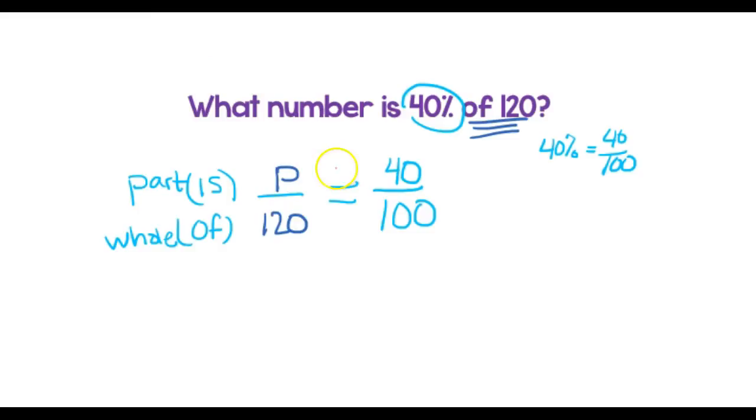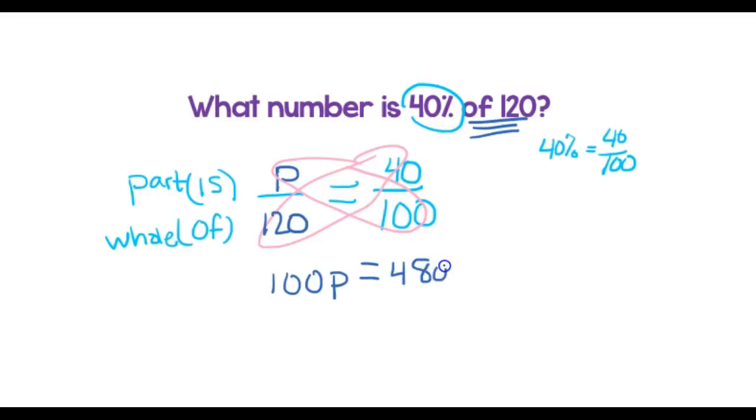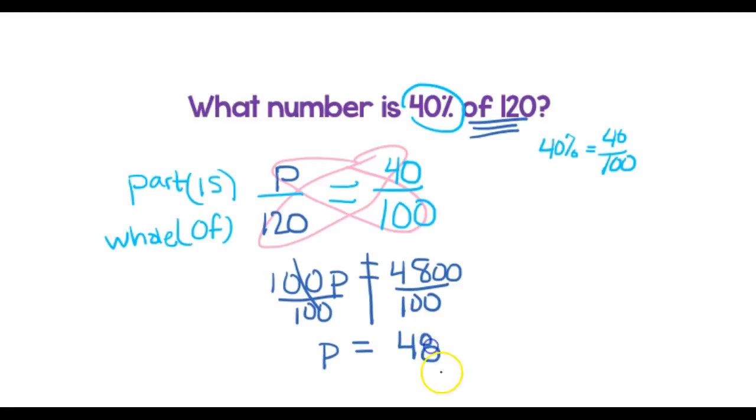Now that we have our proportion, we know how to solve it. We're going to cross multiply here. This is going to give us 100p equals 40 times 120. 40 times 120 will give us 4,800. To solve for p, or our part here, we're going to divide by 100 on both sides of our equation. Our hundreds are going to cancel out, and we're going to be left with p equals 48. This tells us that 48 is 40% of 120.